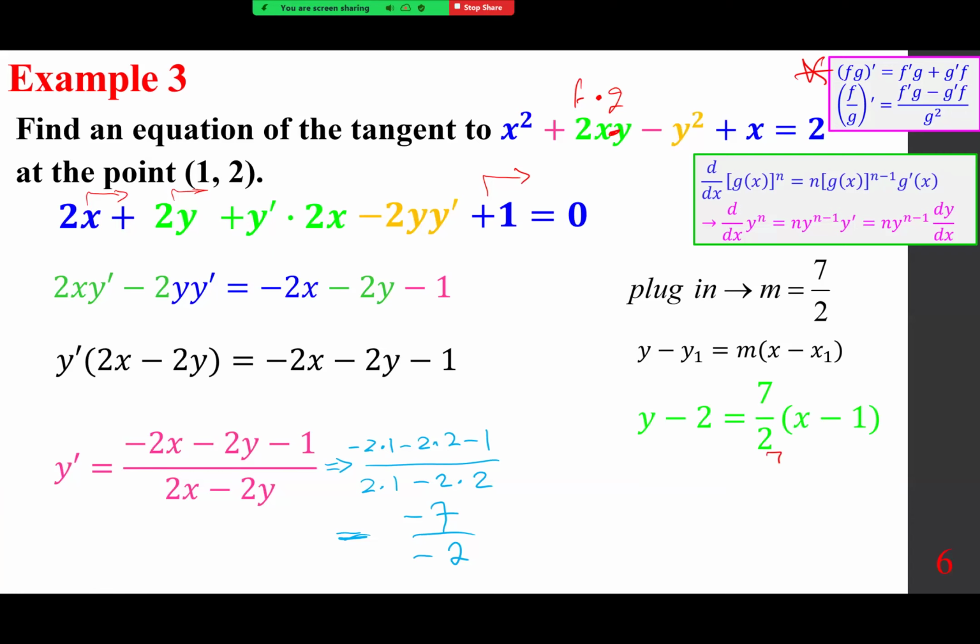So the right side is 7/2 x minus 7/2. Negative 2 moves and becomes positive 2, or 4/2. Y becomes 7/2 x minus 3/2.